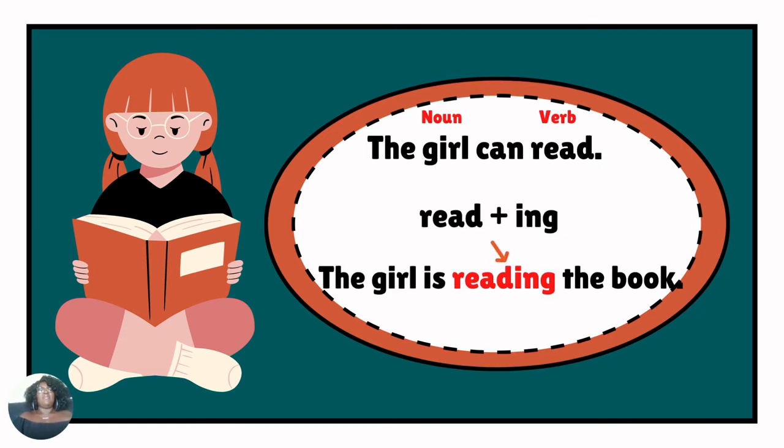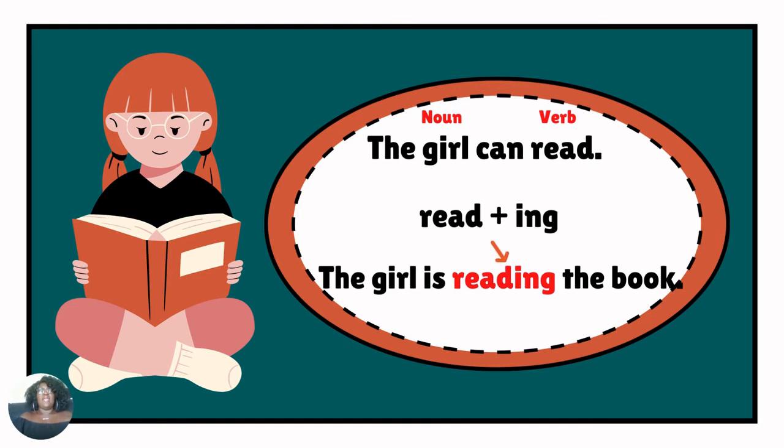Our example says the girl can read. Girl is the noun. Read is the verb. Read describes what the girl can do. Read plus ing becomes reading. Notice the arrow and the red word.